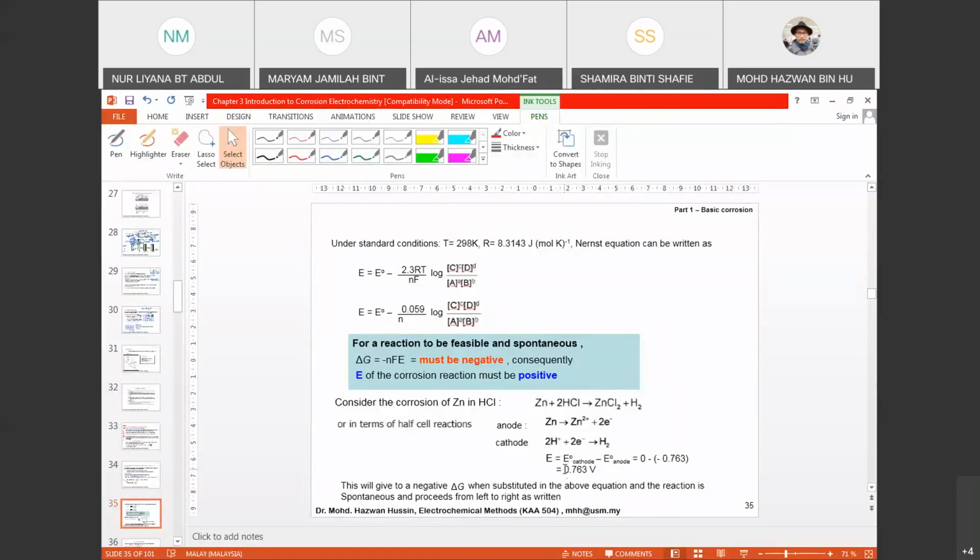And at the end, you can see the cell potential, or the overall potential, is the potential of the cathode, which in this case is 0, minus minus 0.763. This is the standard potential of zinc. Then you will get a cell potential equal to a positive 0.763. So the potential of the corrosion reaction must be positive. When the cell potential is positive, it indicates that the process is spontaneous.